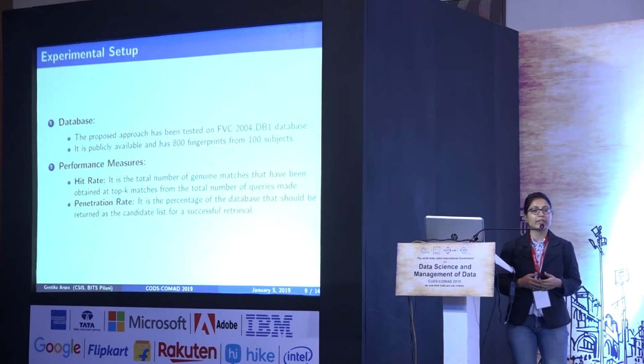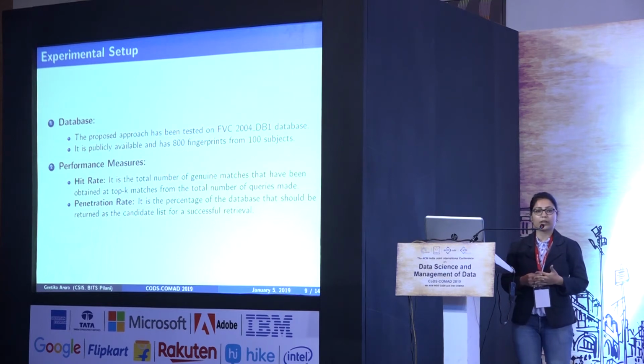We have used the FVC 2004 database, which has 800 fingerprints from 100 subjects. The performance measures have been hit rate and penetration rate. Hit rate refers to the number of genuine matches that come up against the total number of queries that have been made, and the penetration rate is the amount of the database that should be returned for successful retrieval.